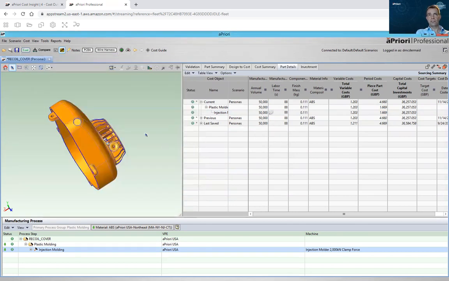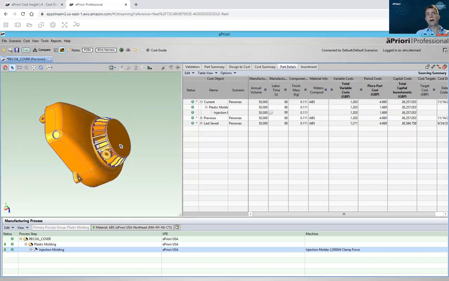So the information inside the simulation is very powerful. It gives us another layer of data to have a conversation with the supplier to get the best price based on the processes that they have in the real world.